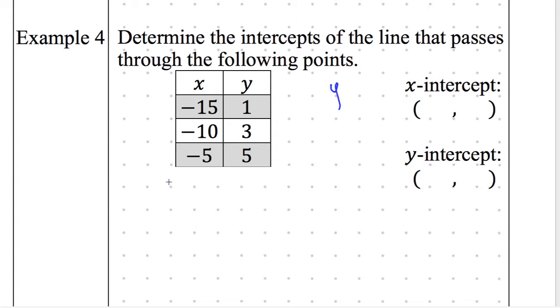X-intercept is y equals 0, and y-intercept is x equals 0. So what can we fill in automatically in here? The x and y points. Yeah, so this is the y, this is the x. We already have 0 and 0 there. We're halfway there.